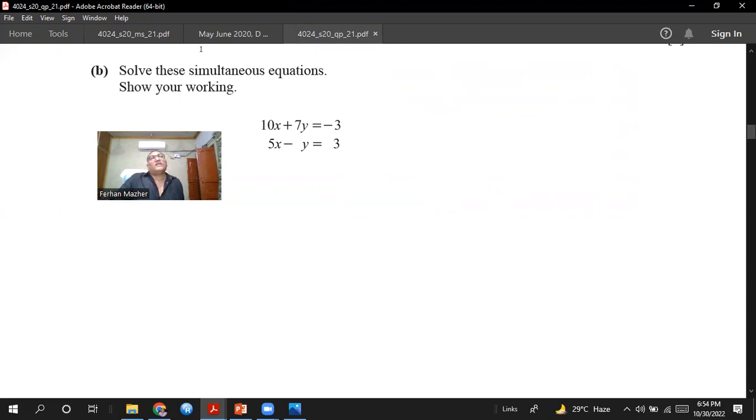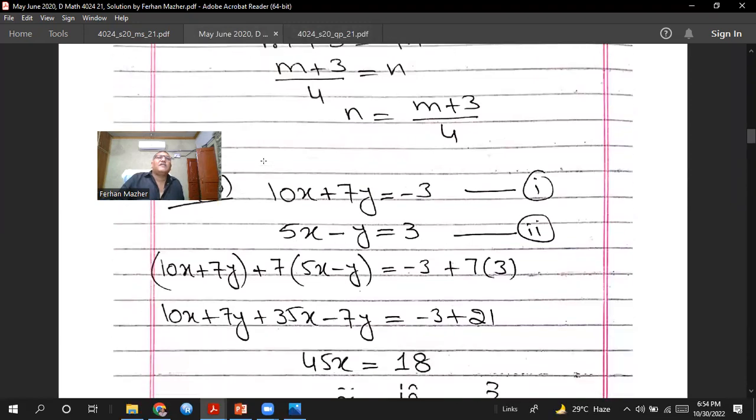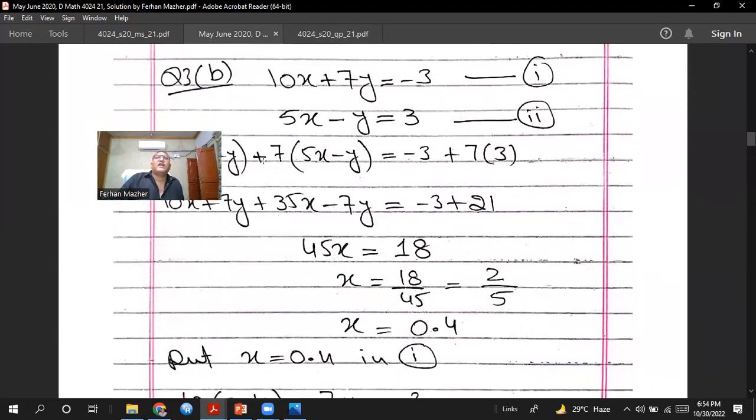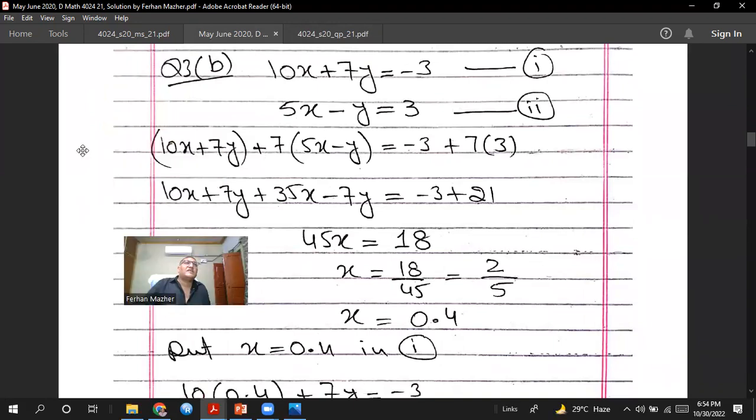If you want to solve them simultaneously, one method is very simple. Here the coefficient of the y is plus 7. Here the coefficient of the y is minus 1. So you can multiply the second equation with 7 and then you can add the first and the second equation. And the y will be automatically eliminated from it. And then you will have the value of the x. And once you have the value of the x, then you can find out the value of the y. So the method is showing up here.